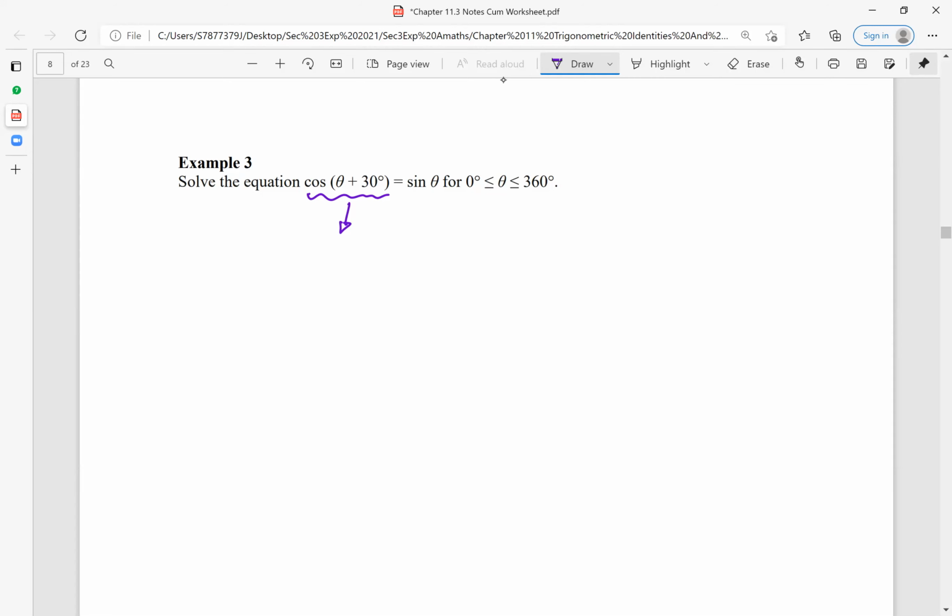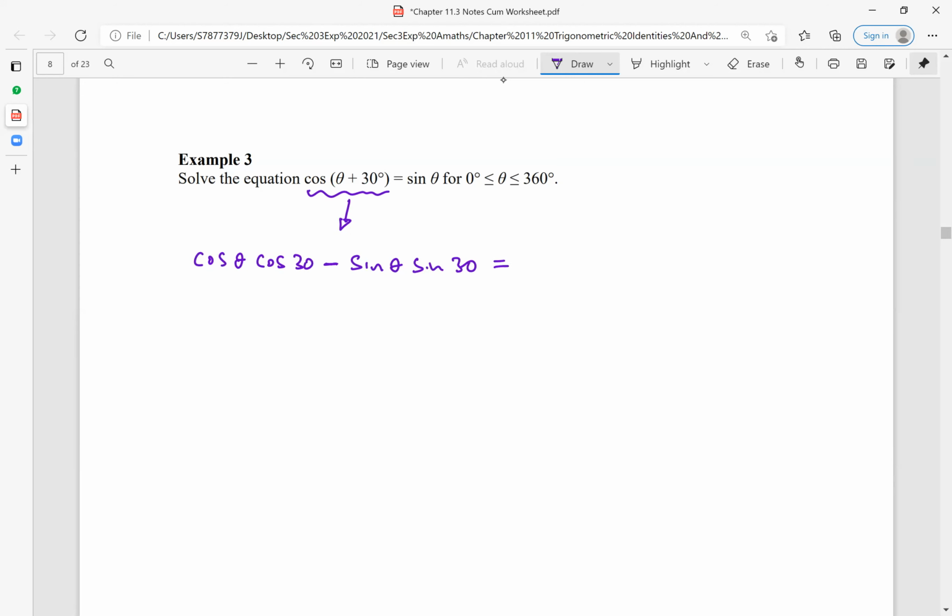So what do you get? You get this as cosine theta cosine 30 minus sine theta sine 30 equals sine theta. Can? Are you okay with this? Can? So now what we need to do is the cosine 30.